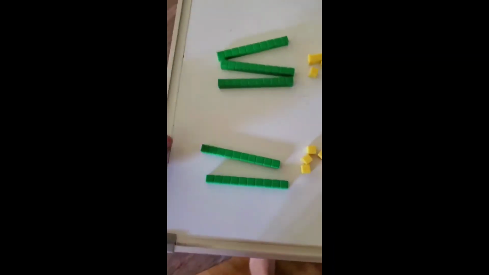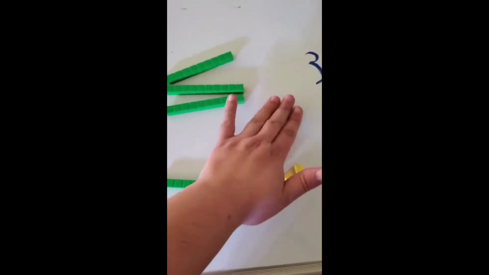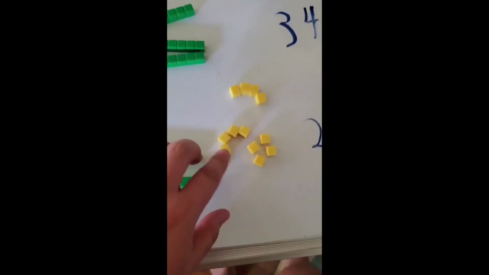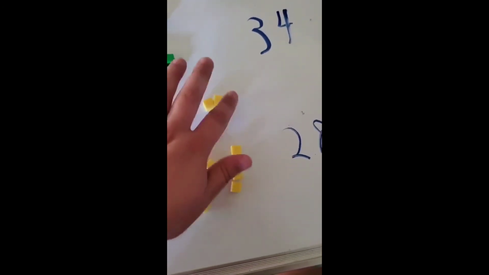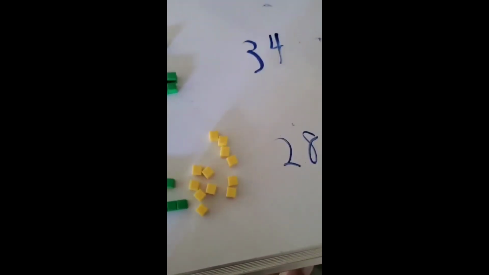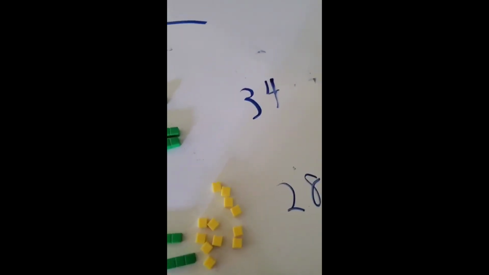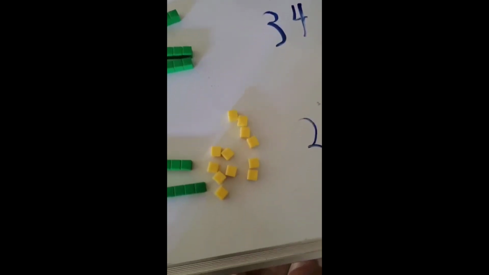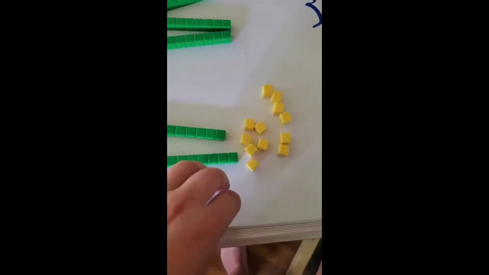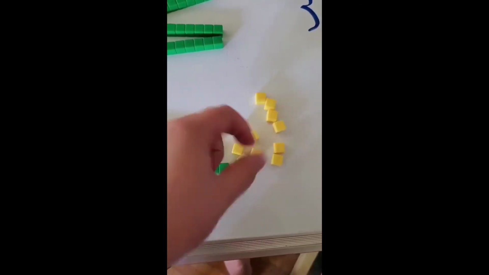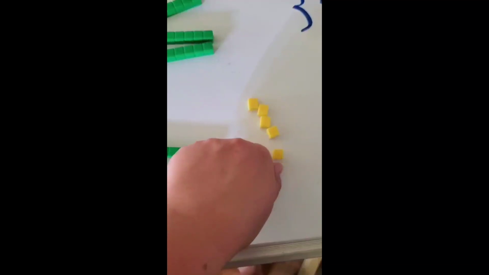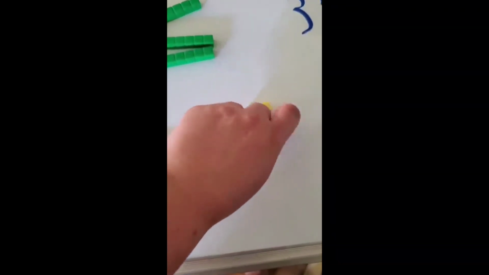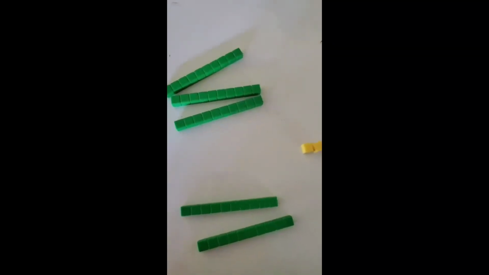So let's add up the ones first, or the units first. So let's count them. 1, 2, 3, 4, 5, 6, 7, 8, 9, 10, 11, 12. We have 12. So when we have over 9 ones, we have to regroup. So let's take out 10. 1, 2, 3, 4, 5, 6, 7, 8, 9, 10, and trade it in for a rod.